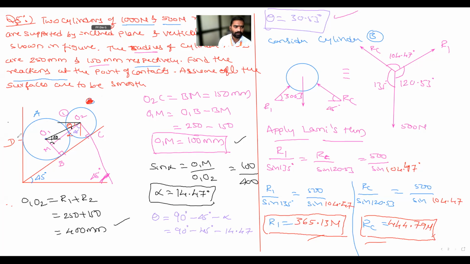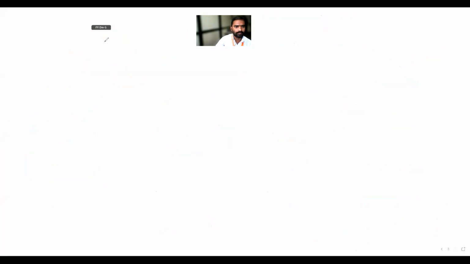So RB and RD I have to find out. Okay, how to find out RB and RD? We have to apply the equilibrium conditions. So equilibrium condition. So this is a cylinder.